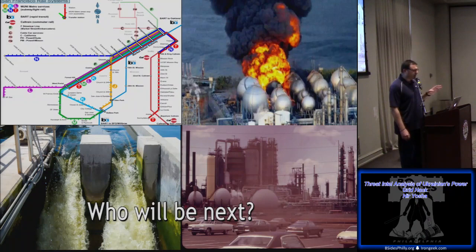So, no, this is not from the power grid outage, but what I'm trying to say with those photos is that it could have been much worse. All of those, the water facilities, transportation, gas, and even nuclear plants use very similar network structures to the one that was used during the Ukraine power grid hack.